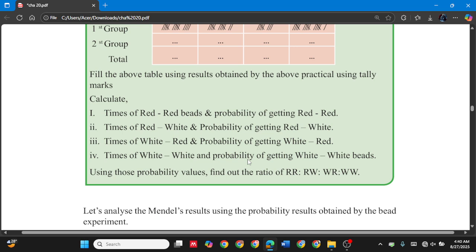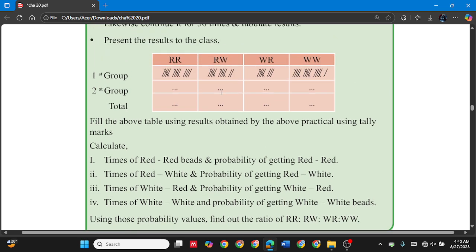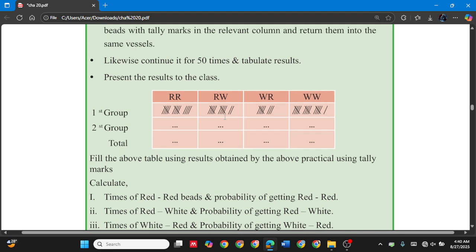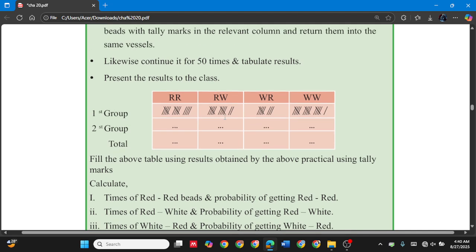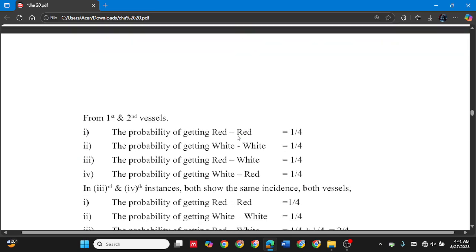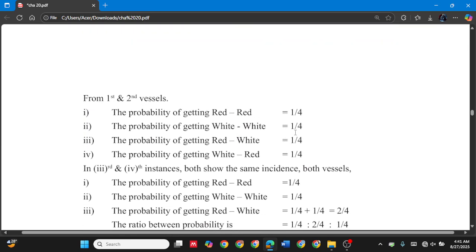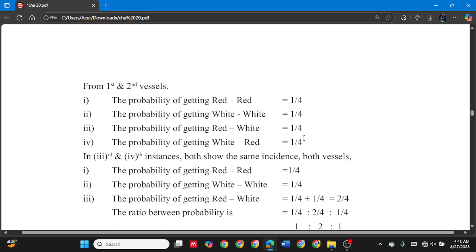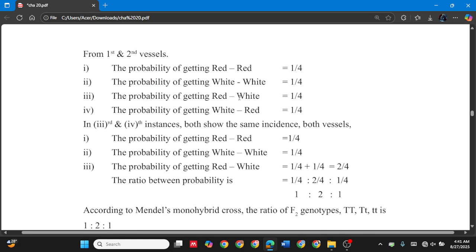Let's analyze Mendel's results using the probability results obtained by this experiment. We did the experiment using red and white beads, but in Mendel's experiment he used tall plants and short plants. So the probability of getting red-red ended up as 1/4, white-white 1/4, red-white 1/4, white-red 1/4.